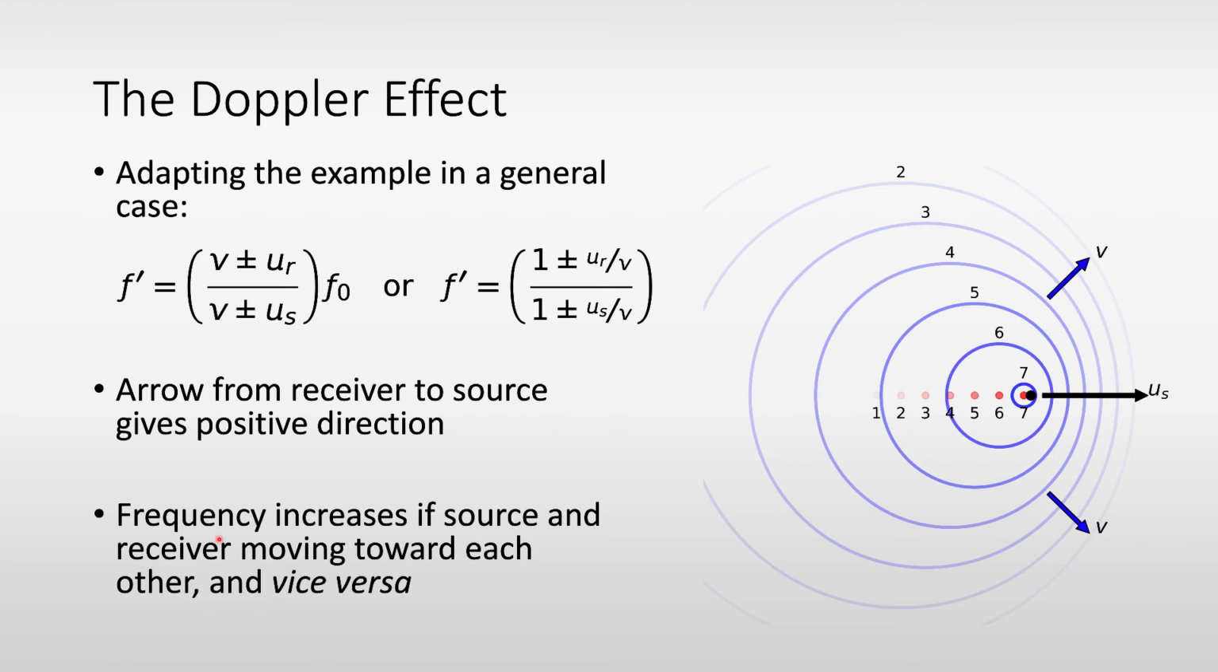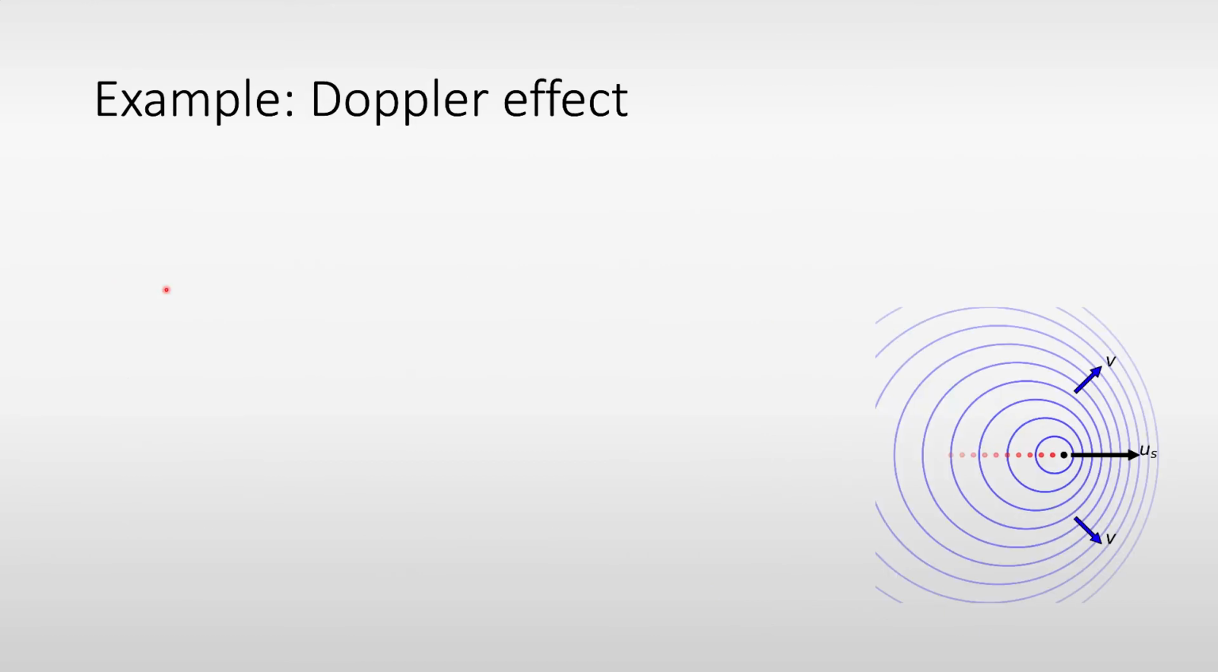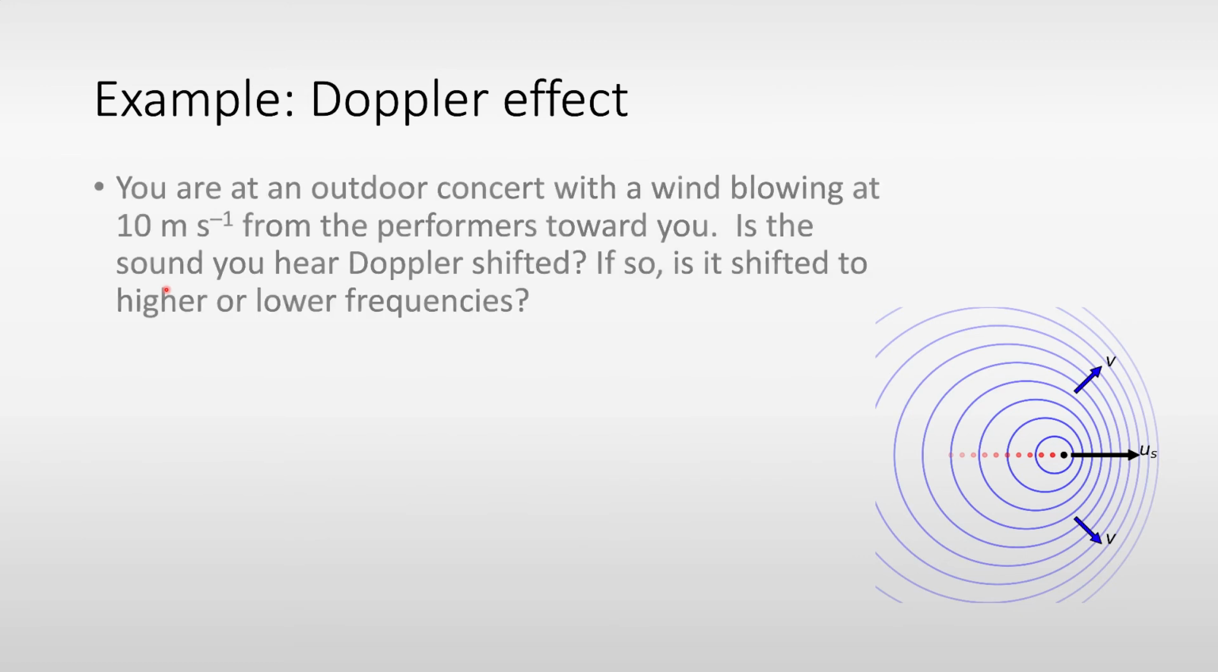We should know that the frequency increases if the source and receiver are moving towards each other and vice versa. So we should expect to see, let's say we're standing in front, we have a negative US. This means V minus US will be smaller than V, and if the observer is standing at rest, this will be V on the top, which means we should end up with a greater observed frequency, and that's in line with our expectations.